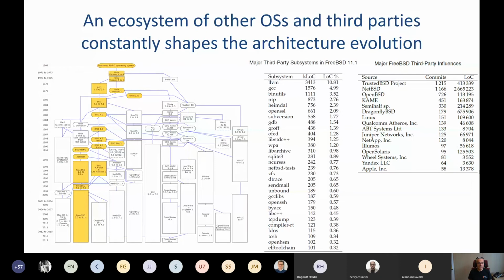In addition, we saw that the ecosystem of other operating systems and the third parties constantly shapes the architectural evolution. Remember the picture I showed you on the left regarding evolution. Although systems did not evolve independently, they fed back into the orange systems that we saw. In addition, we saw many major third-party subsystems in FreeBSD 11, systems with 3 million lines of code, such as LLVM, or 1,500 thousand as GCC, or 1 million as binutils. And we see also considerable influences by other parties, so not projects, but parties such as the TrustedBSD project, NetBSD, OpenBSD, KAME, SEMiHalf, DragonFly, Linux. We see thousands of commits and lines of code introduced through those third parties.